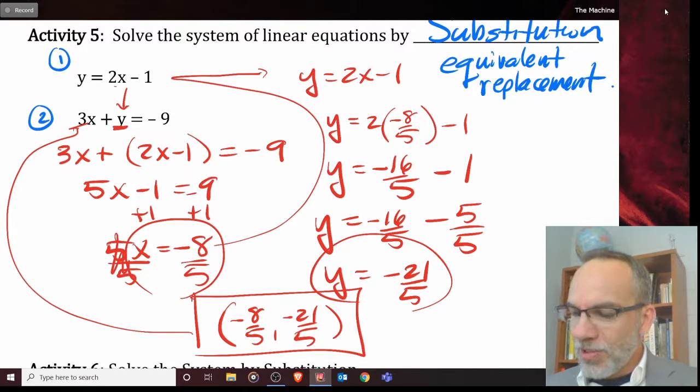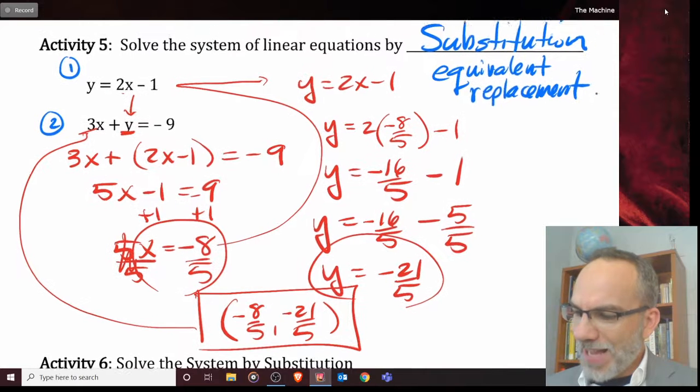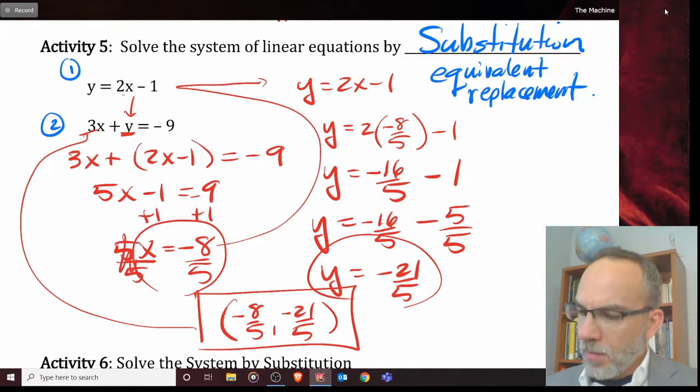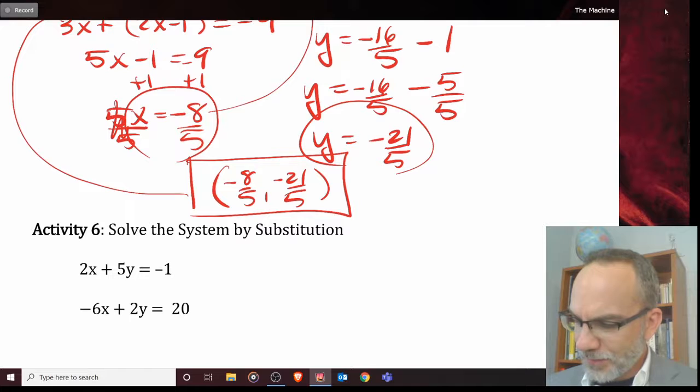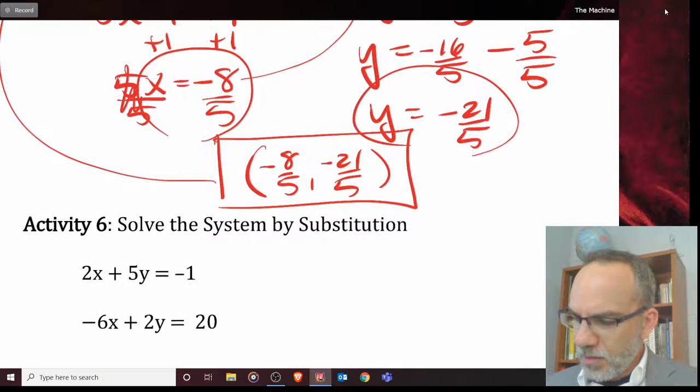Okay, so solving linear systems by substitution gives you an analytic way to come to an answer. But notice this one was already set up. This one was already set up and solved for y. Sometimes it won't be that easy. So activity 6, solve the system by substitution.